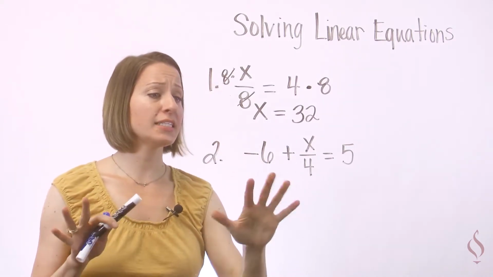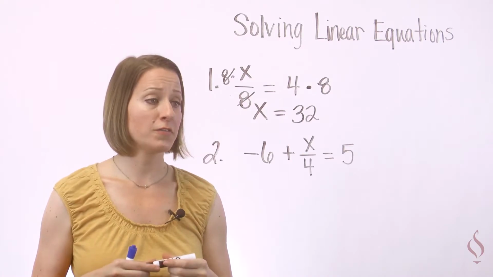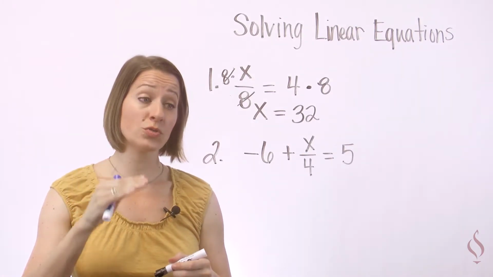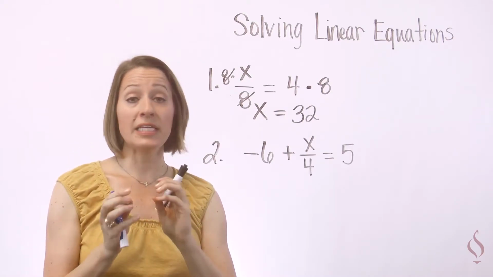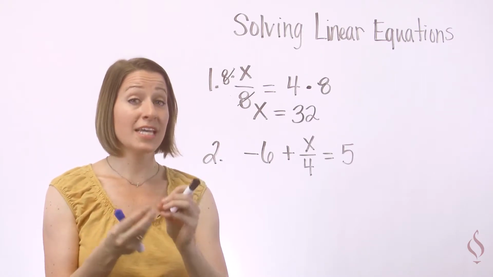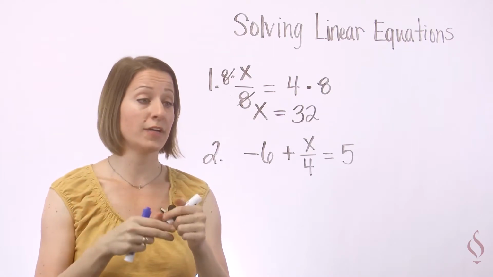This one, as you can see, is a little bit longer and has a couple of extra numbers involved. This is where I really want you to pay attention, because we're going to do the order of operations backwards. We are going to start with any number that's being added or subtracted. We're going to take that number away first, and then we're going to move to multiplying and dividing.